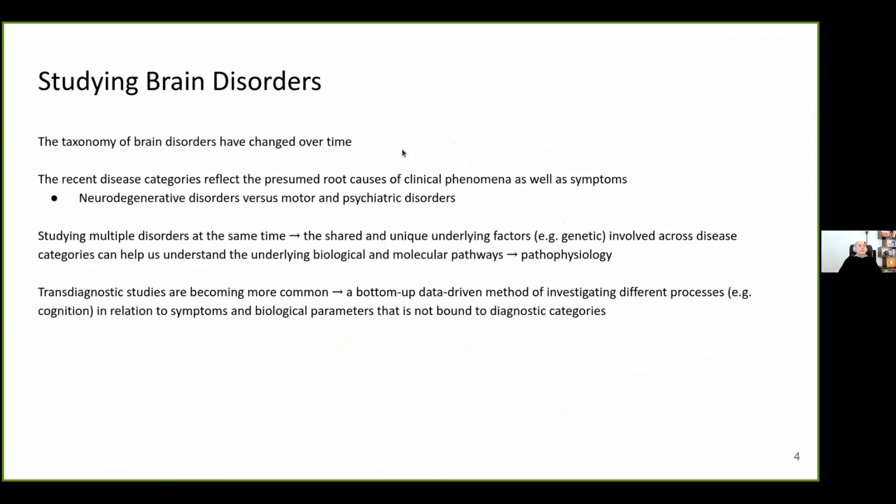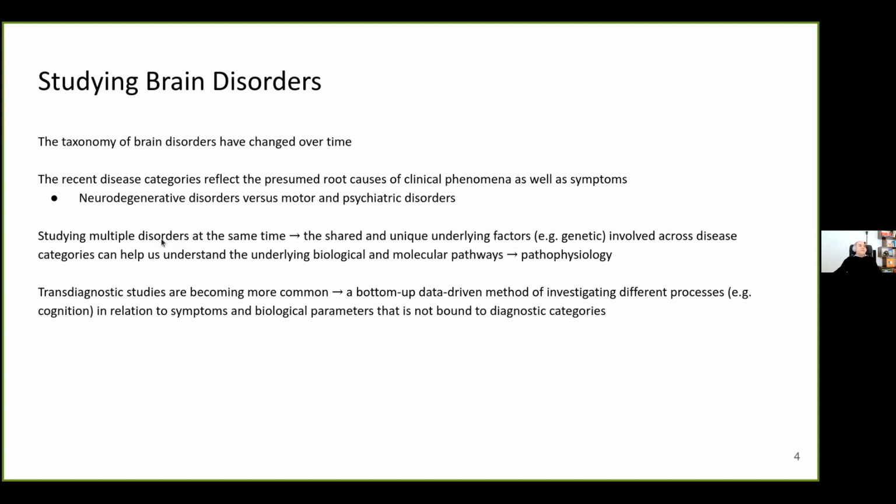Then we wanted to focus on a spectrum of different brain disorders. What we need to consider is that the taxonomy of brain disorders has been changing over time. At the beginning, it was based on the symptoms only, whereas the recent disease categories reflect both the root causes of the clinical phenomena as well as the symptoms. For example, neurodegenerative disorders or brain tumors refer to what causes the disease, whereas motor disorders or psychiatric disorders are more based on the symptoms and the manifestation of the disorders.